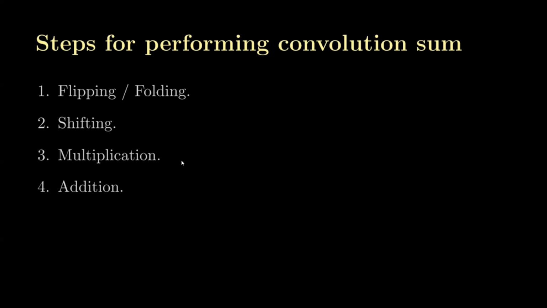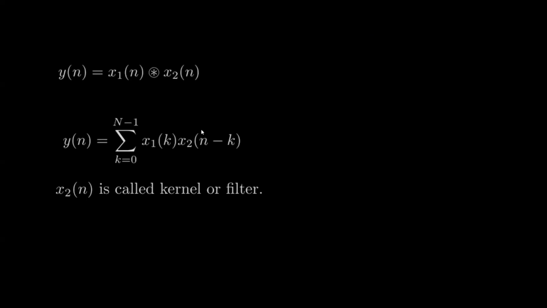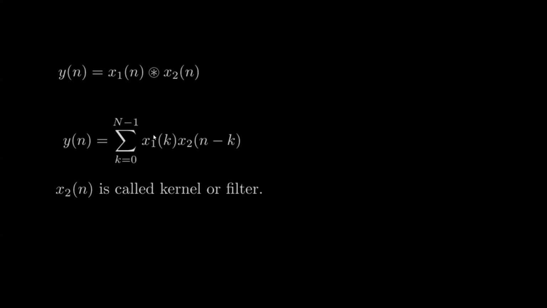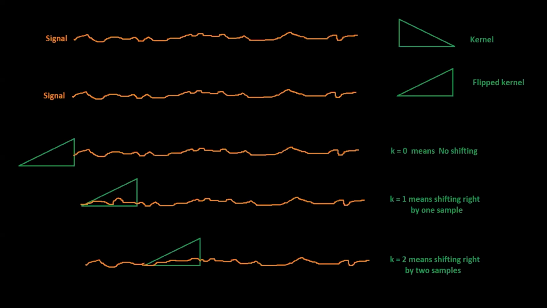Let us quickly recap the important steps of convolution. The first steps are flipping, also called folding, and shifting. We perform flipping and folding only with the kernel, that is x2. After that, we multiply the shifted kernel x2 with x1, and finally, we add all the multiplication results to get the output. This final addition gives us the convolution result after multiplying x1 with the shifted versions of x2.